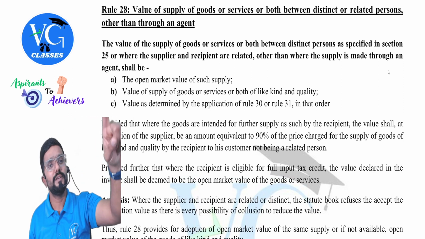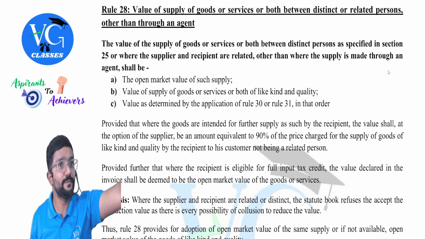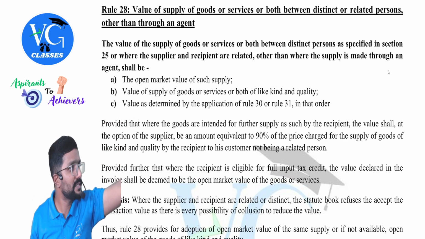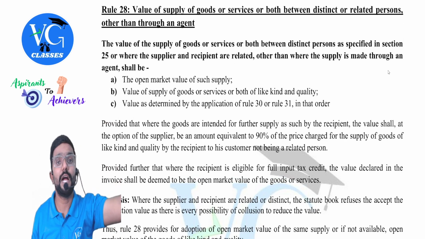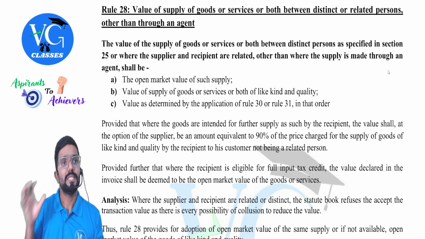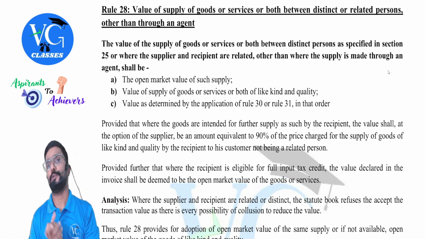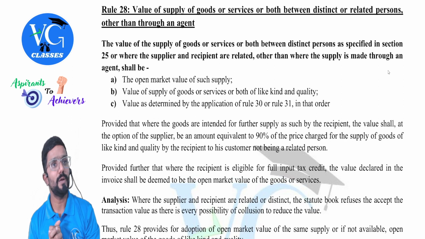Yes. But there will be at least one substitute product for you. Whatever goods you are selling to me, there will be at least one competitor for that substitute product. At what price is it sold? The like kind and quality product is sold at what price? We will take that as the value.